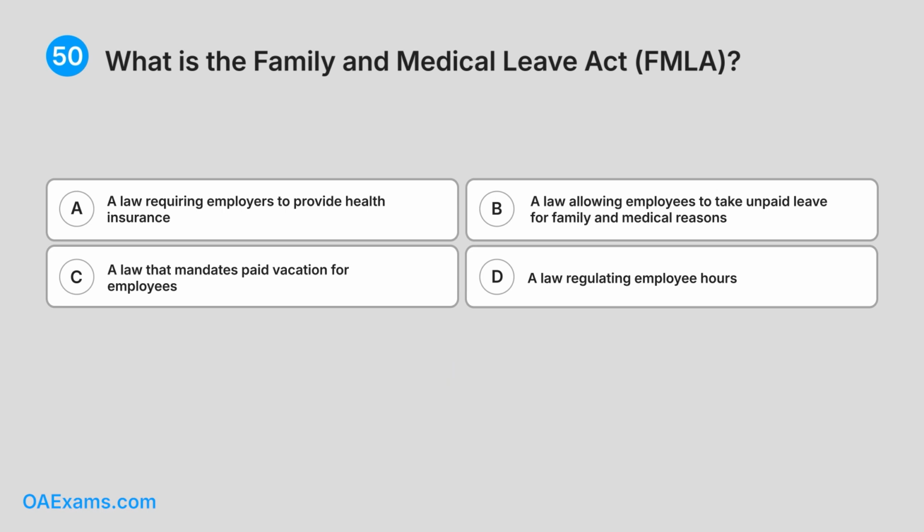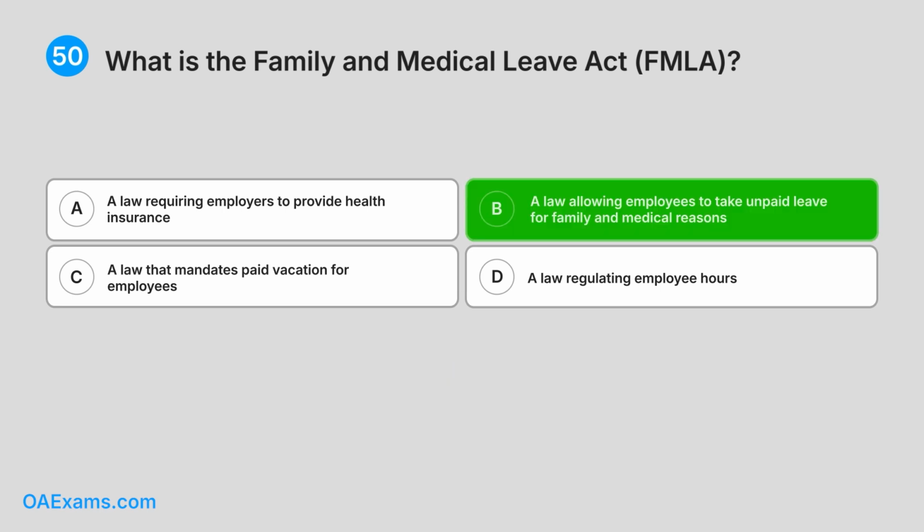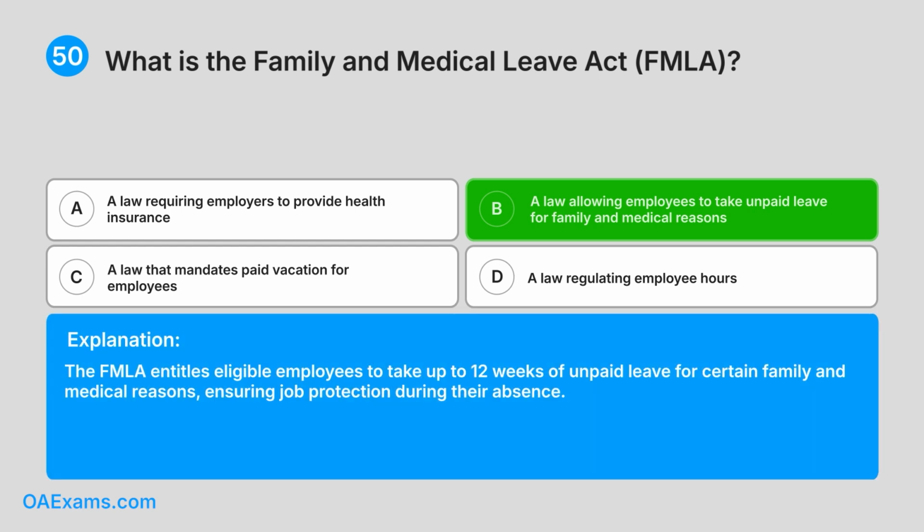Correct answer. B. A law allowing employees to take unpaid leave for family and medical reasons. Explanation. The FMLA entitles eligible employees to take up to 12 weeks of unpaid leave for certain family and medical reasons, ensuring job protection during their absence.